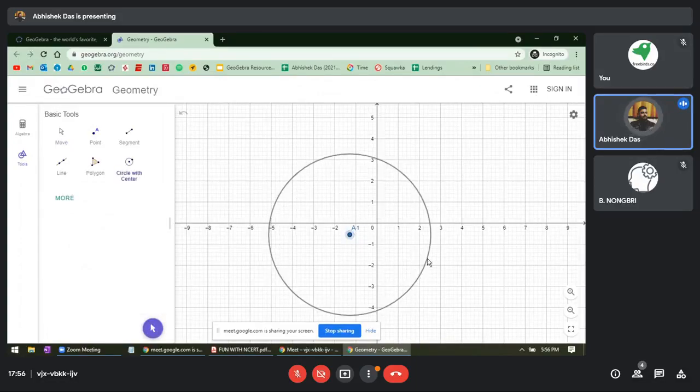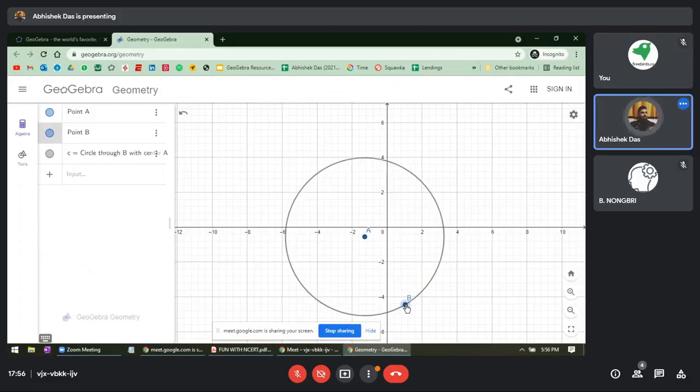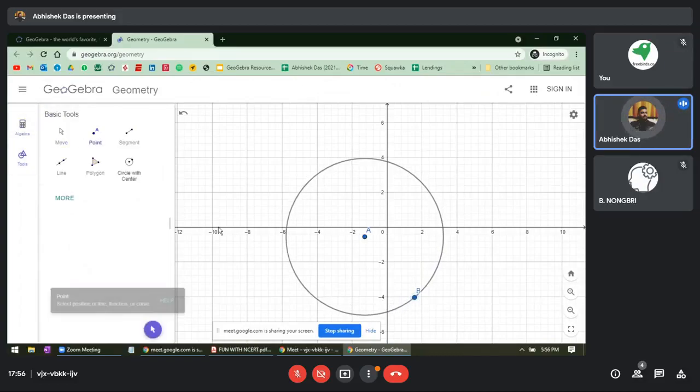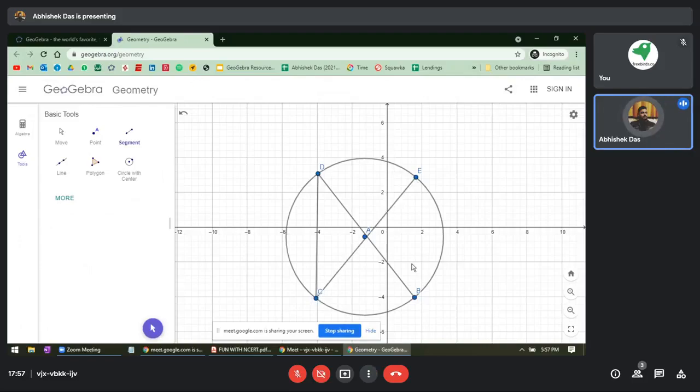Let's draw a circle out here. Let me move this B over here. And let's draw some more points on the circle. So this is a point C out here, a point D, and a point E. Let me join the segments CD and BD, and CE and DE. Let's check the angles.